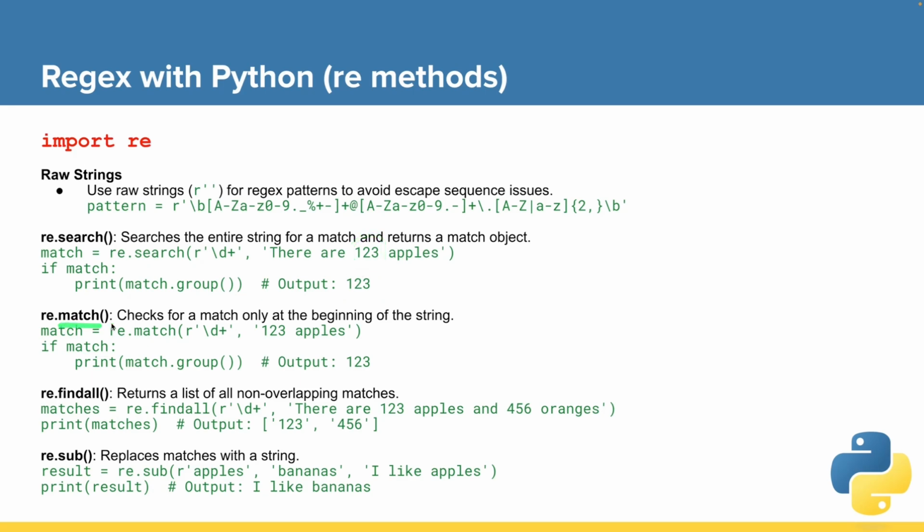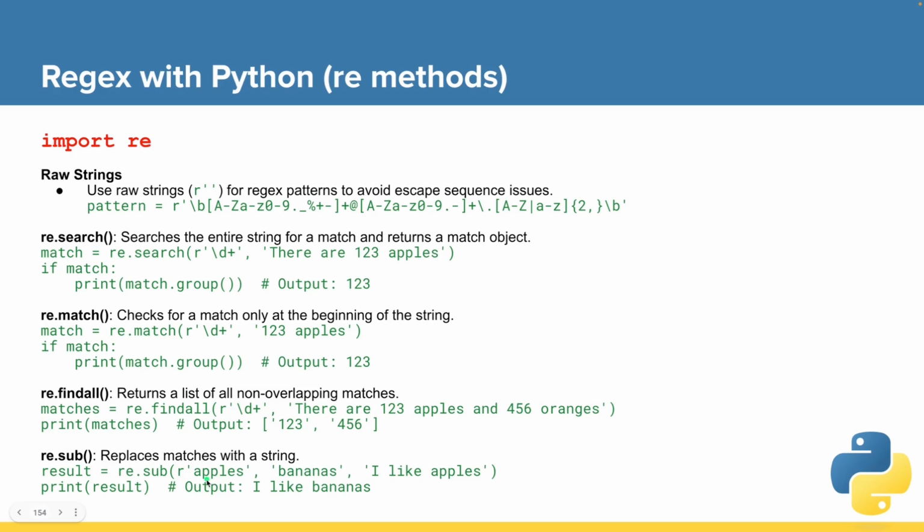The match will check for matches at the beginning of the string. So similarly, but we're just checking 123. And findall, this one's very powerful, returns a list of all the matches. So if we're looking for digits, we would find that group of digits and that group of digits, and those would be returned as two elements in a list. And then sub replaces matches with a string that we specify.